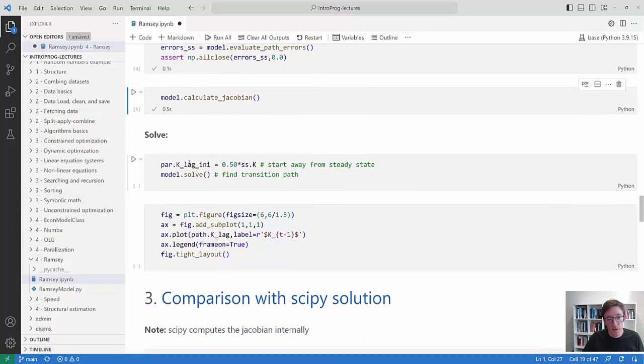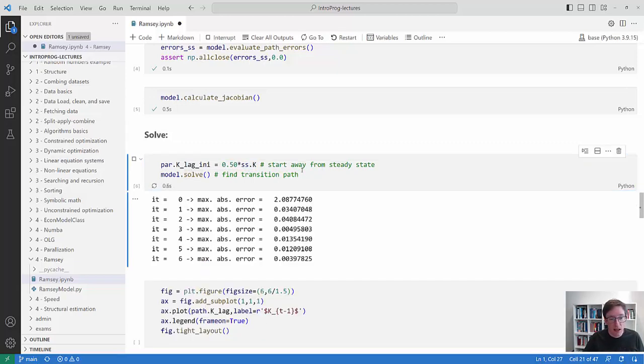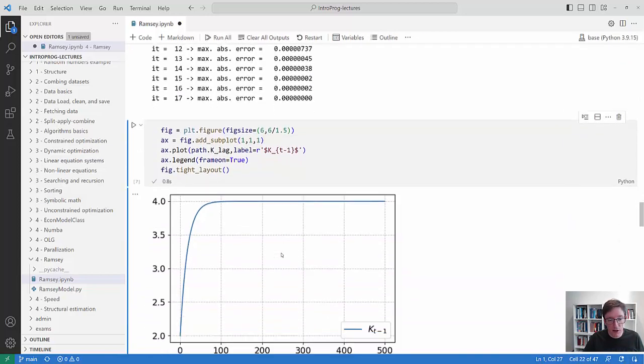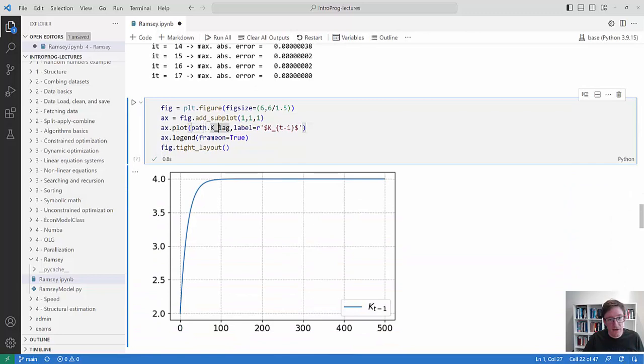And then I can now set another initial value for lagged capital. Here I set it equal to half of steady state capital, and then I can solve the model, find the transition path, and plot what's going on here. So I'm plotting the lagged value of k over time, and you can see that I'm solving this model over 500 periods, and it goes rather quickly back to the steady state value of 4. So the code seems to work.